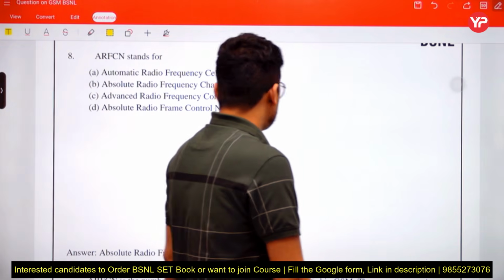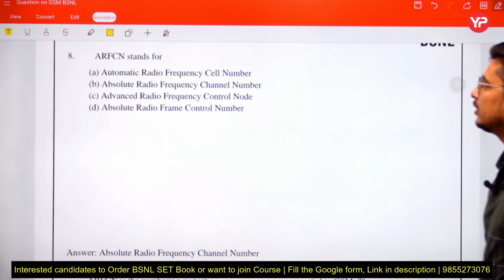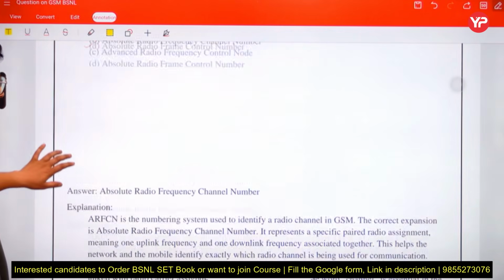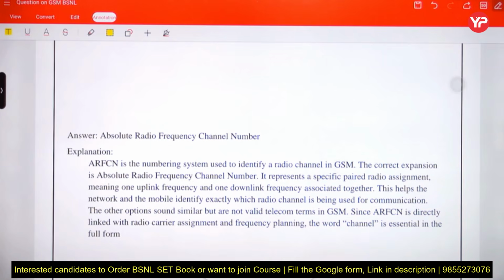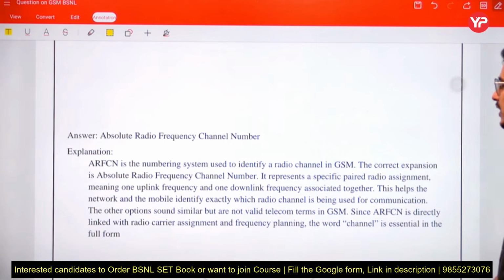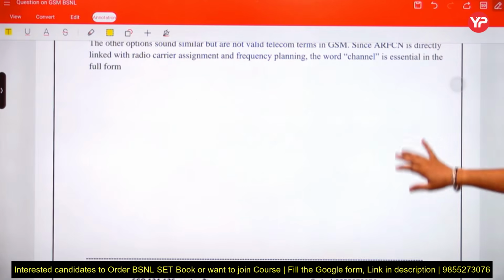Next question is what ARFCN stands for. The full form of ARFCN is absolute radio frequency channel number. Absolute radio frequency channel number, right? This is the numbering system used to identify a radio channel in GSM. So you can read the details about that here. Okay, let's move to the next question.